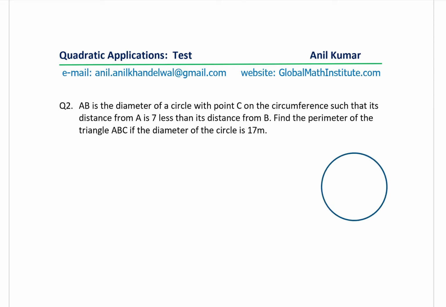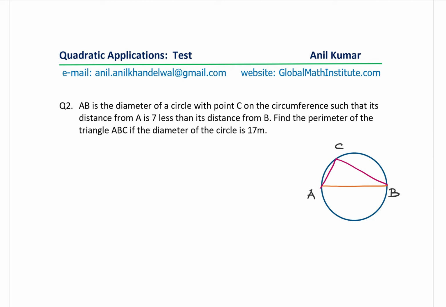So let's say that is the circle which we are talking about, and we are saying that the diameter is 17. So let's say this is the diameter for us. Point C is on the circumference such that its distance from A is 7 less than its distance from B. So let's say this point is A, this is B, and C is closer to A. So let's keep C here. Okay, let's connect. So we have point A connected to C and then to B. So that becomes the diagram which can help us.